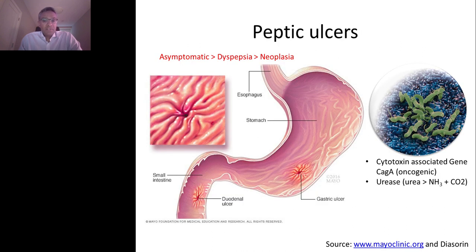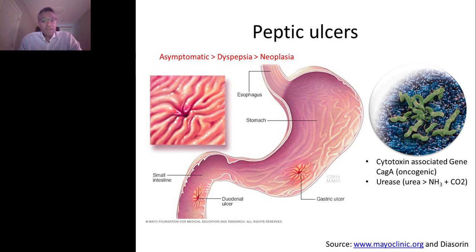So peptic ulcer disease is the classic presentation of Helicobacter pylori. And while I said that most patients are asymptomatic, some patients experience symptoms like dyspepsia or fullness or upper abdominal pain. And in some cases, as I mentioned, this can develop further into neoplasia or cancer. These ulcers, as you can see by this cartoon, are essentially a breakdown of that mucosal wall that protects the stomach, and in some cases, the duodenum as well. Here you can see an example of a gastric ulcer and a duodenal ulcer.